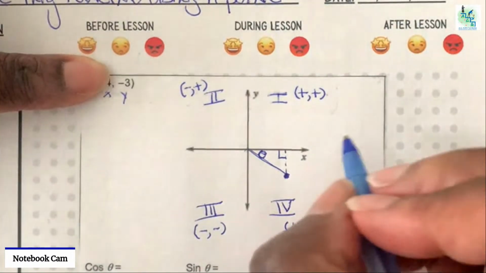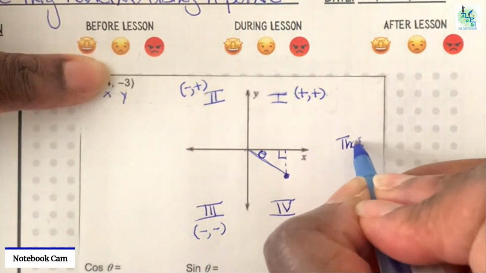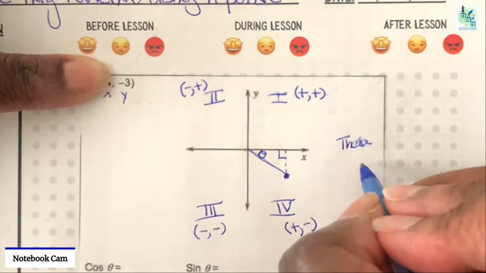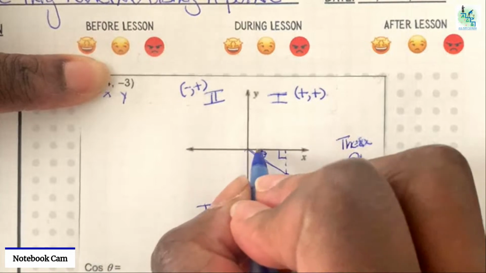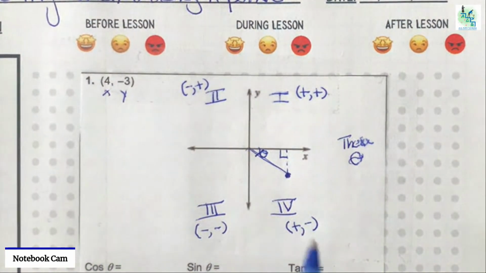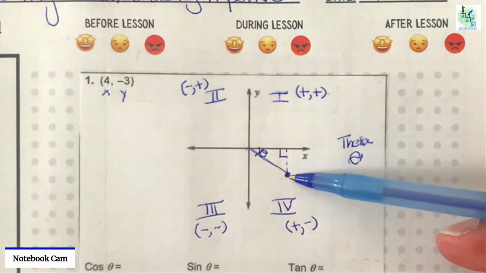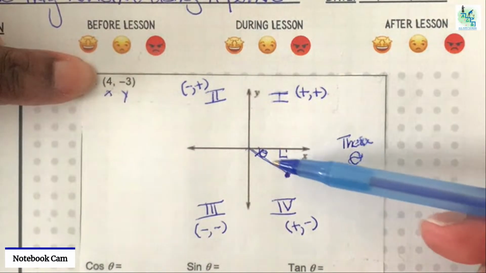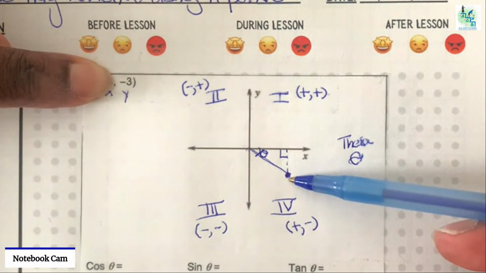Okay, so theta. It's a Greek symbol for that angle measure. So right now, we're not looking so much at the angle. The reason I know this point is here is because my x-axis is positive and my y-axis is negative.